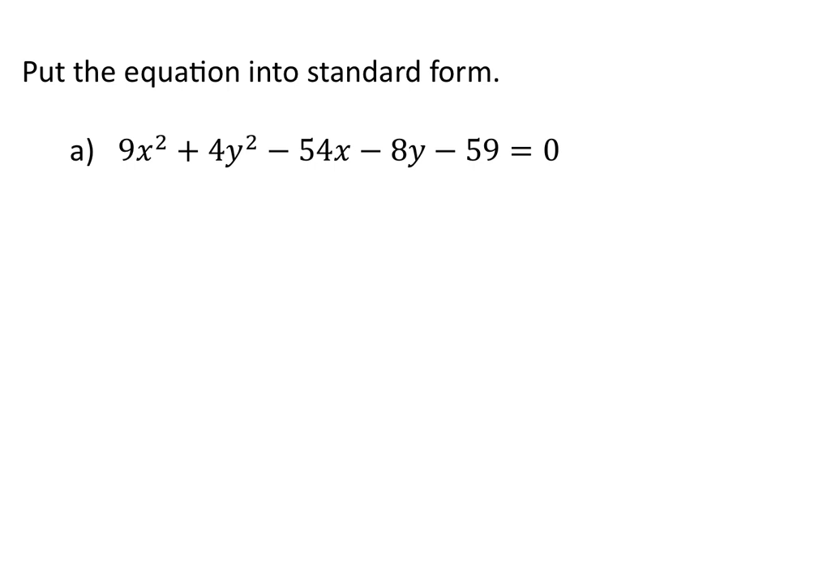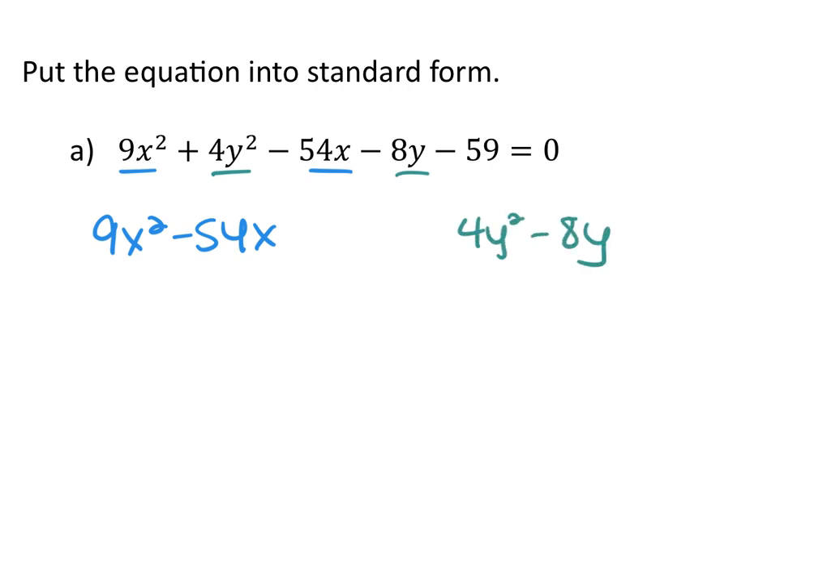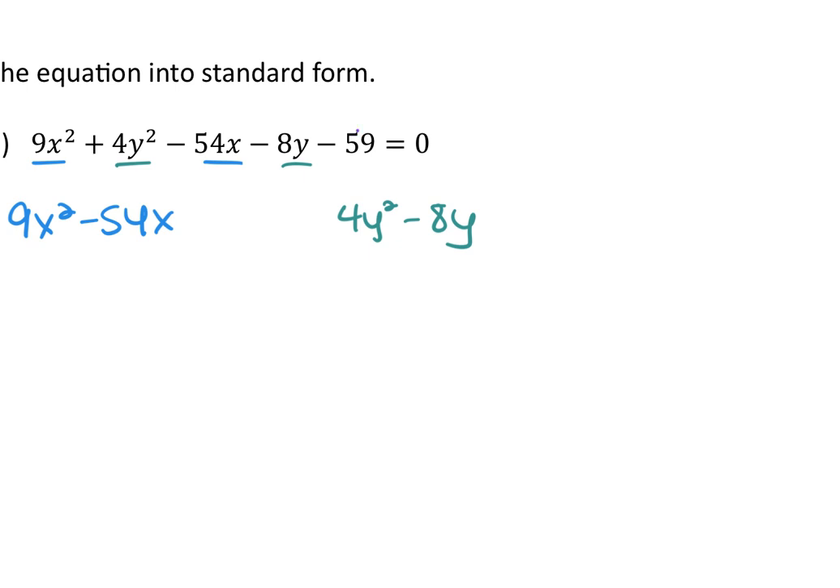You've got to group them and complete the square. So you have to actually put this in a standard form, right? So I'm going to group the x's: 9x squared minus 54x. I'm going to group the y's: 4y squared minus 8y. And I'm going to bump the constant to the other side.